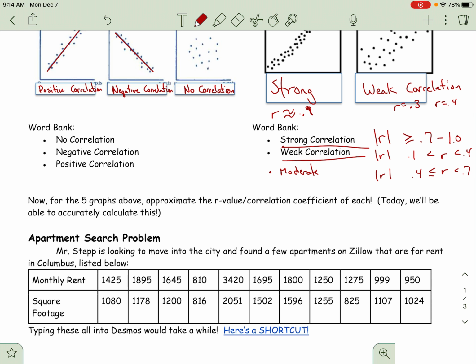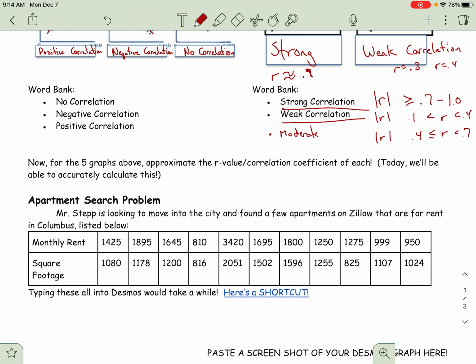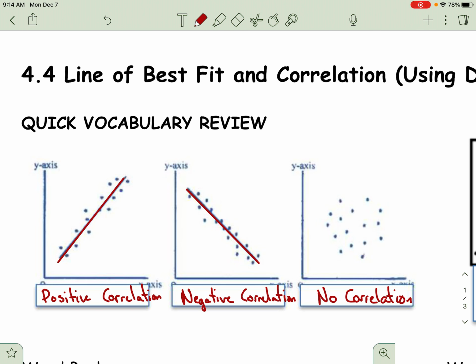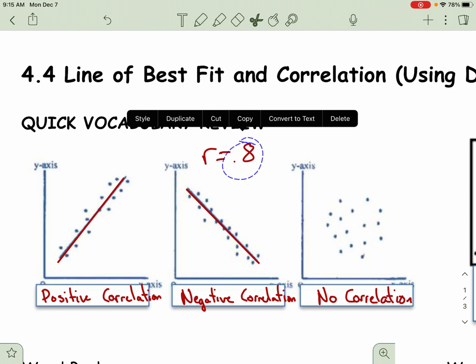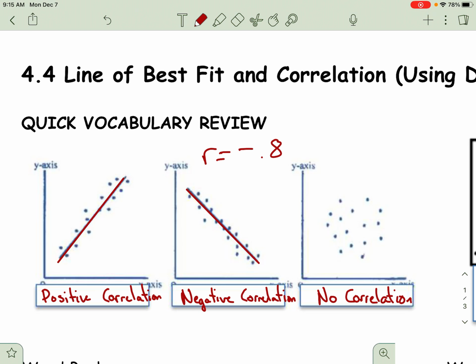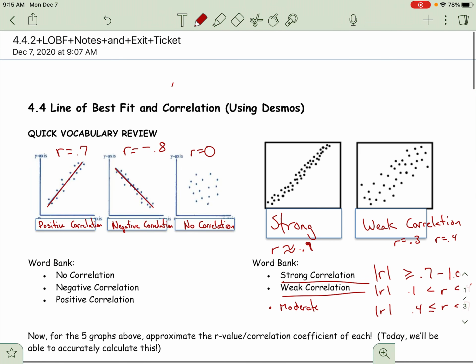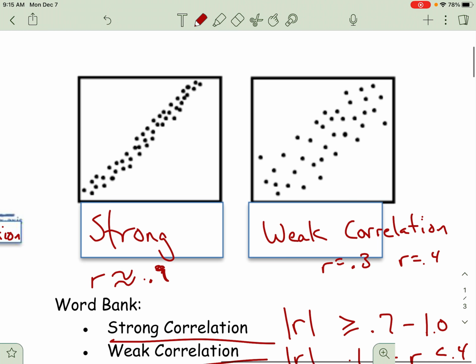Now for the five graphs above, approximate the R value, the correlation coefficient, of each. Today we'll be able to accurately calculate this. This one looks really close, so I would say probably 0.8, but it's negative, so it's a negative correlation, so this would be negative 0.8. This one is positive and about the same, if not a little bit less, so this is probably 0.7. And this has no correlation, so R equals 0, because it's so spaced out.